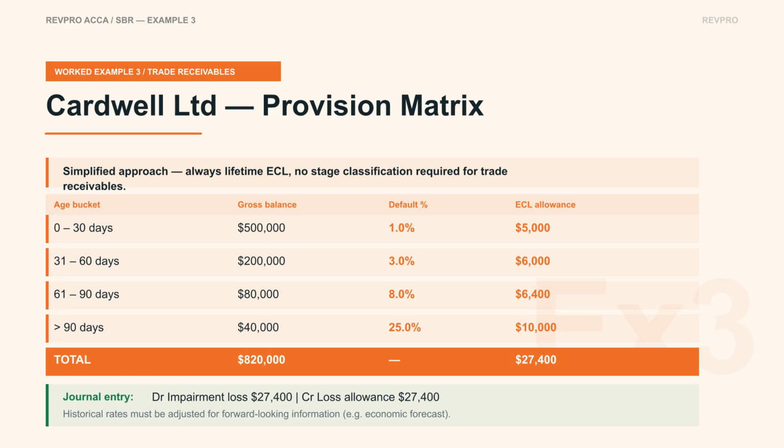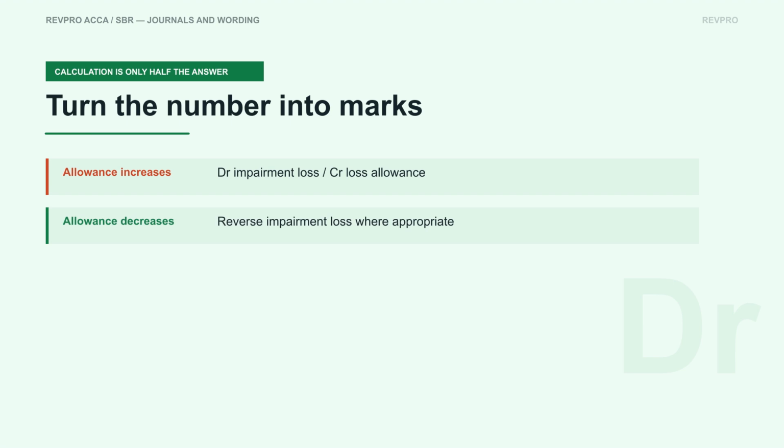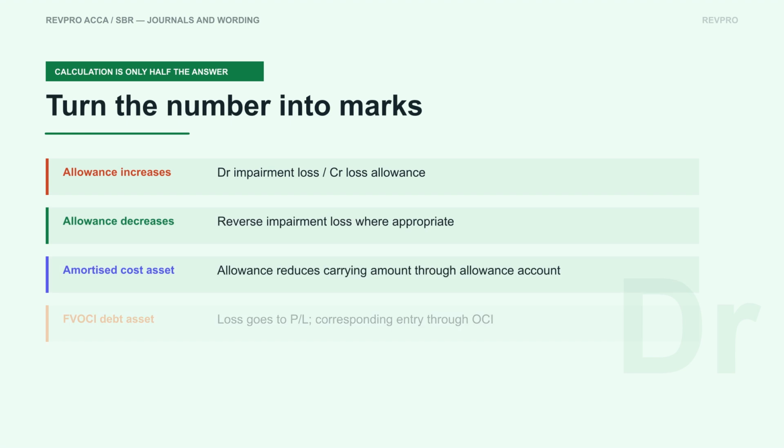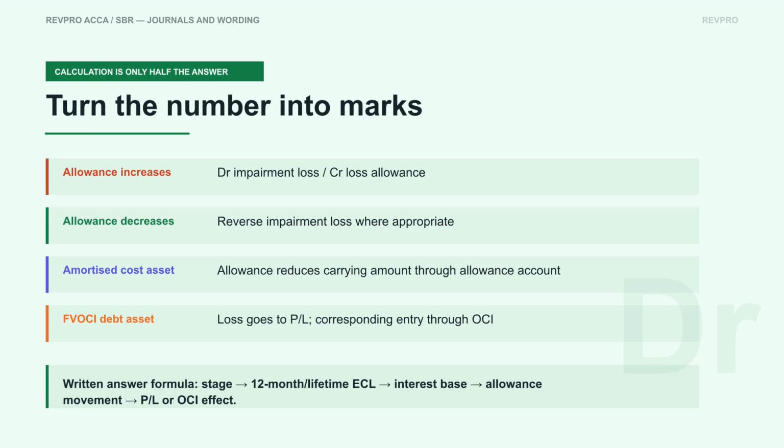But do not stop at history. The matrix must be adjusted for forward-looking information such as a recession, customer sector risk, or changes in collection experience. In SBR, the calculation is only half the answer. You also need clear accounting treatment. For an increase in allowance, debit impairment loss and credit loss allowance. For a decrease in allowance, reverse part of the impairment loss, depending on the facts.